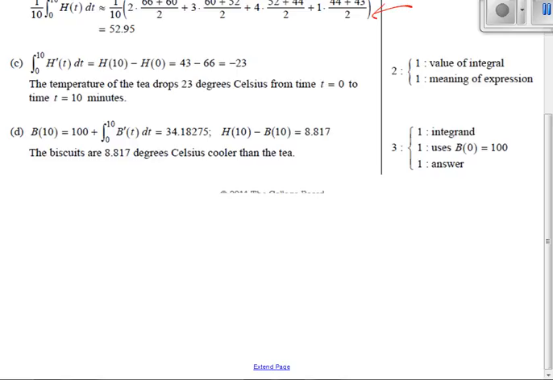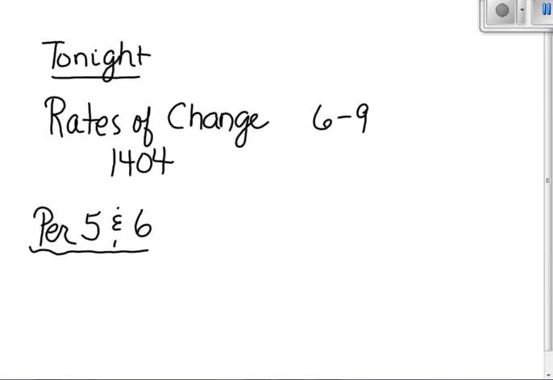So it's 34.0. I did this on a test too. I didn't finish the problem. That's the temperature of the tea. We still have to finish it. We have to see the difference between the tea and the biscuits.